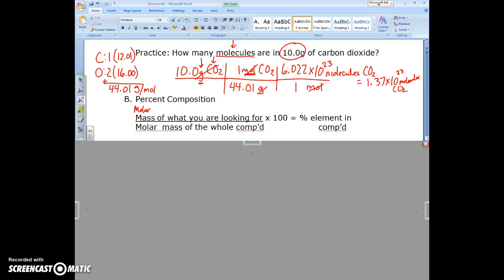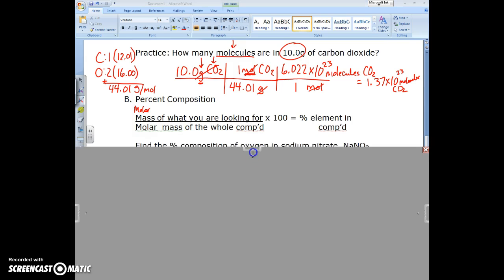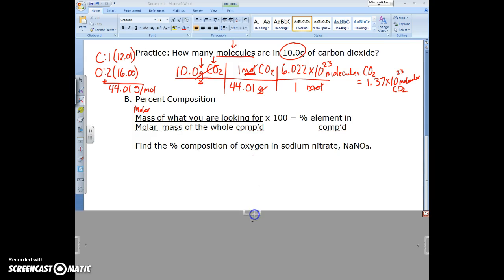It's the molar mass of whatever the element is that you're looking for, of all of those. So the molar mass of what you're looking for over the molar mass of the whole compound times 100. And that's how you're going to find the percent of an element in a compound. So we'll practice with this one right here. Find the percent composition of oxygen in sodium nitrate.